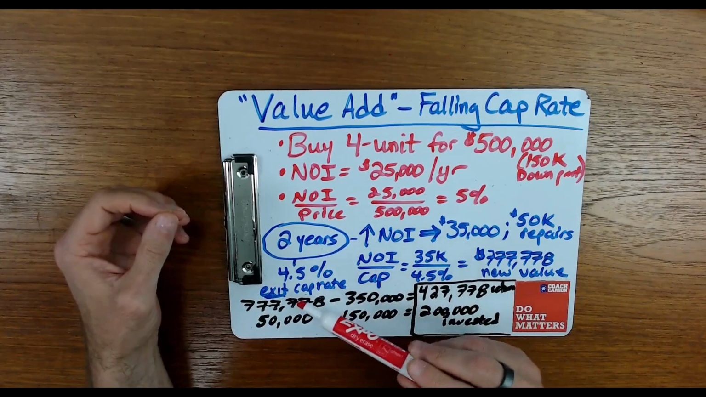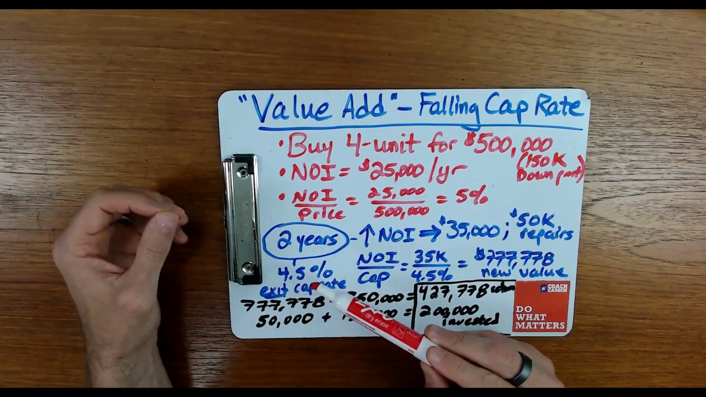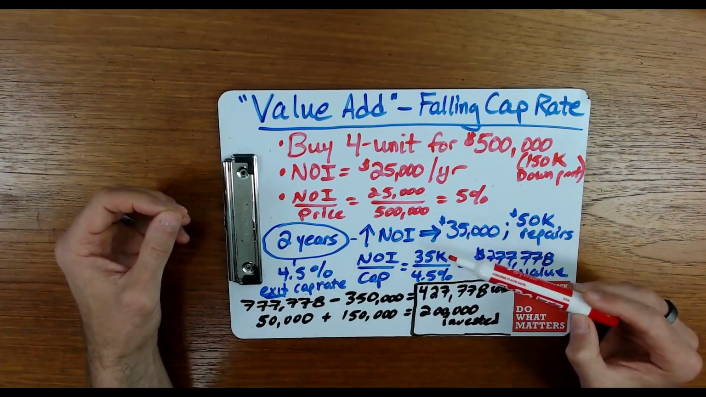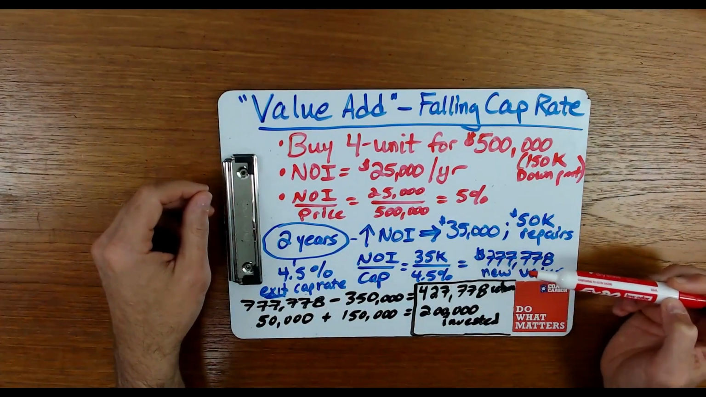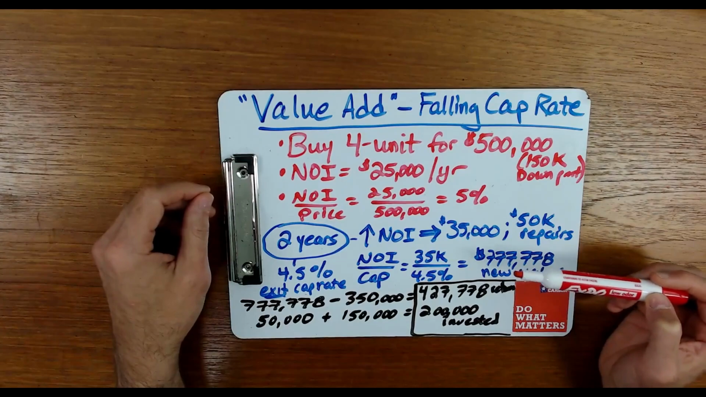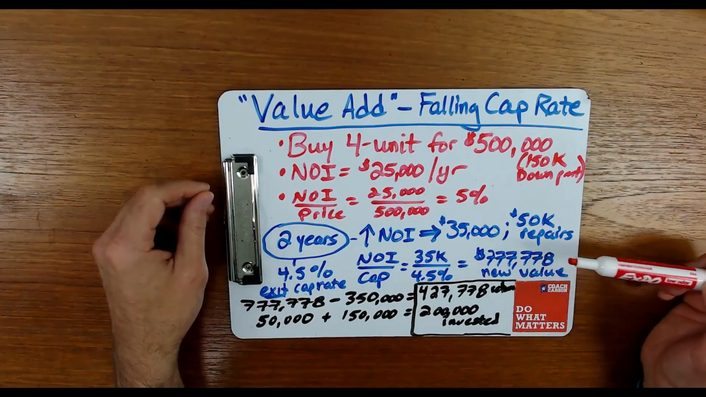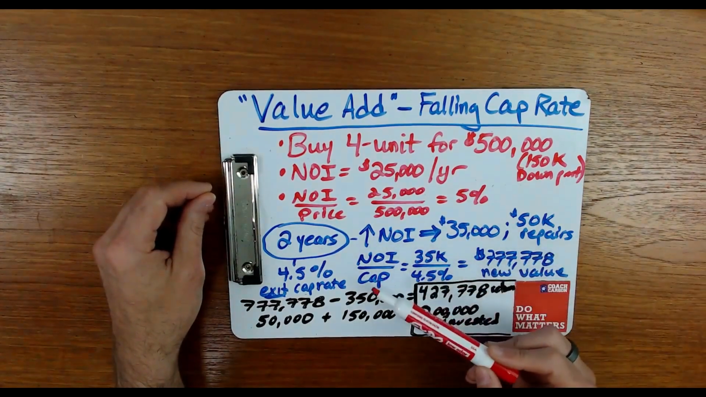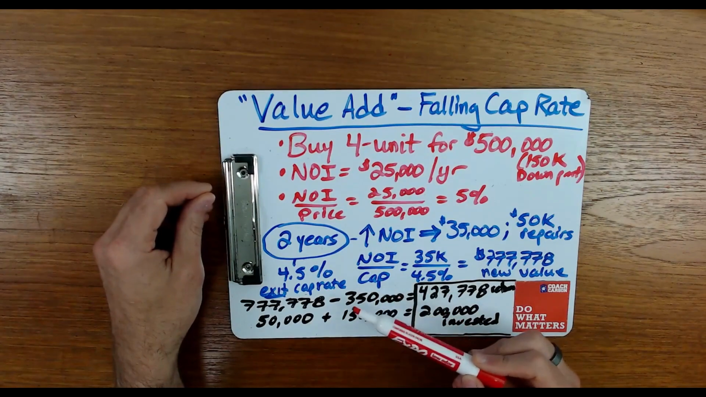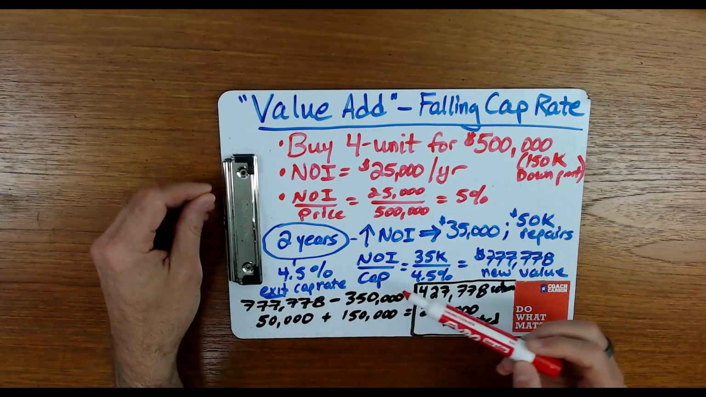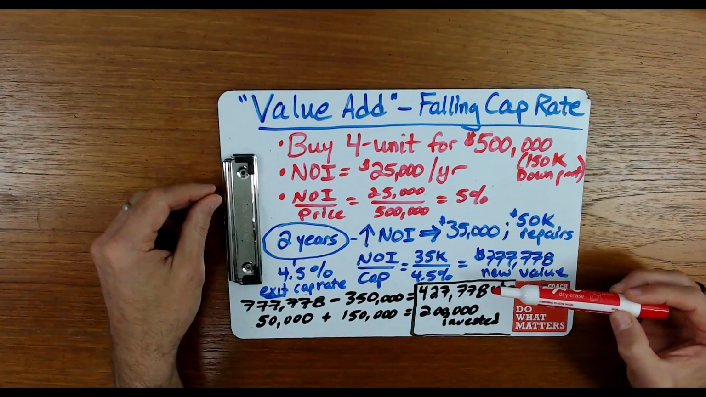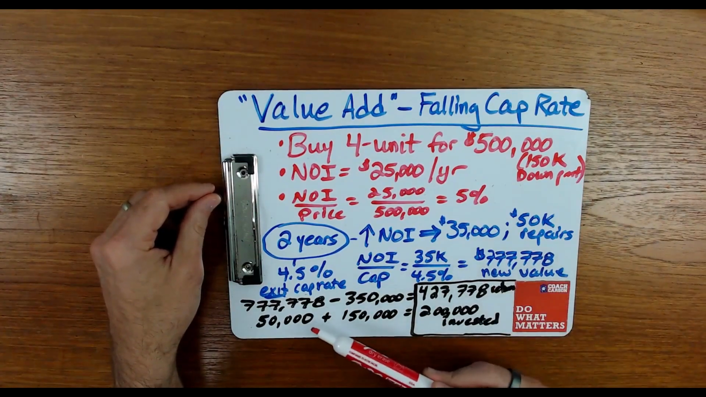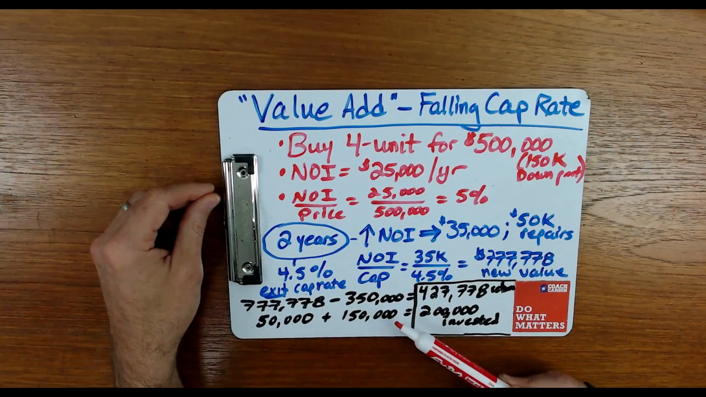So in this case, I'm assuming the exit cap rate is 4.5%. And so $35,000 in NOI divided by the cap rate of 4.5% gives you an exit value of $777,778. So we have a mortgage of $350,000 we're assuming again. And so our net return at the closing is $427,778. And remember, we spent $50,000 in repairs and $150,000 down.